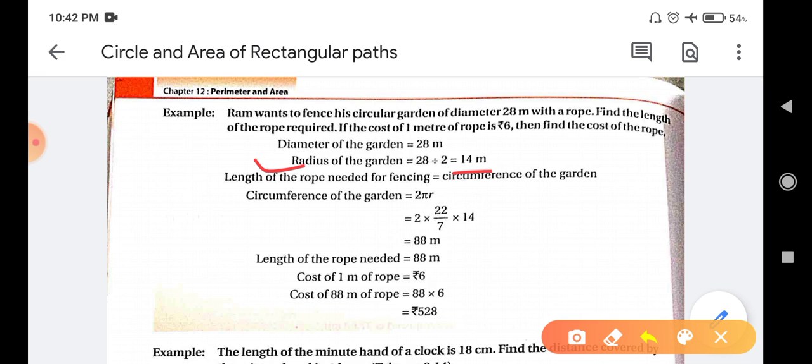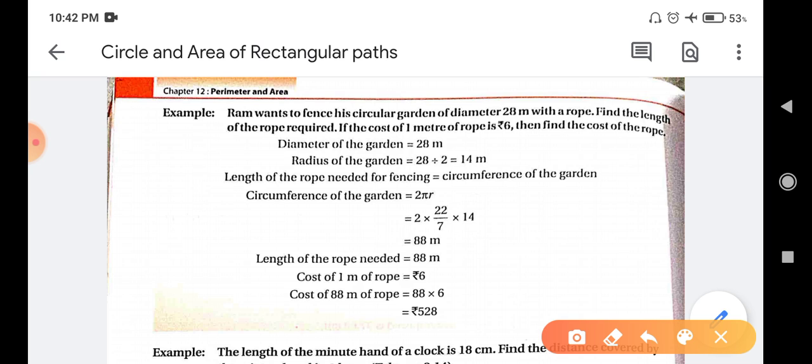Then length of rope required, length of rope needed for fencing will be equal to circumference of garden. Circumference of garden will be 2 pi r and value of pi we have to take here 22 by 7 into radius 14. Then calculate it and you get 88 meter. So length of rope needed is 88 meter.